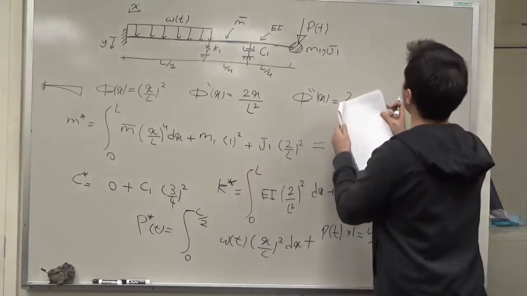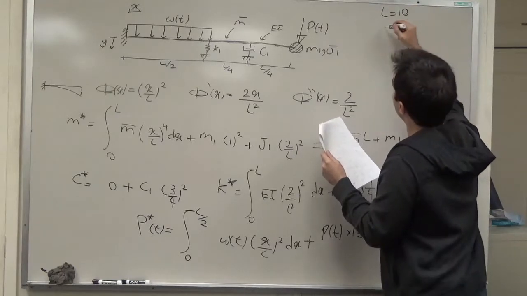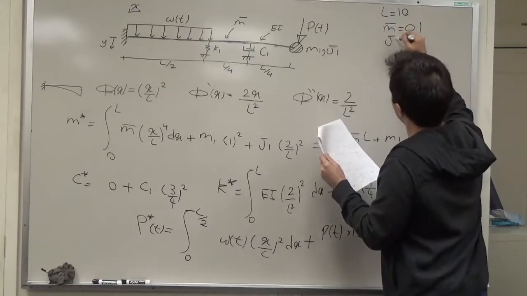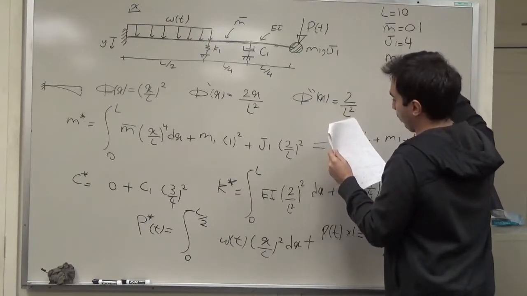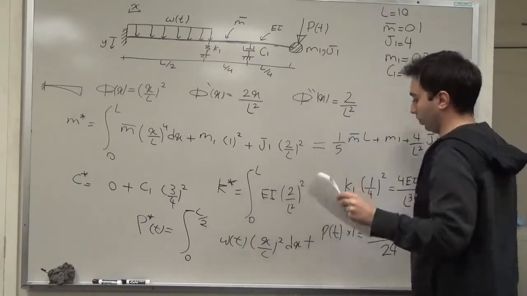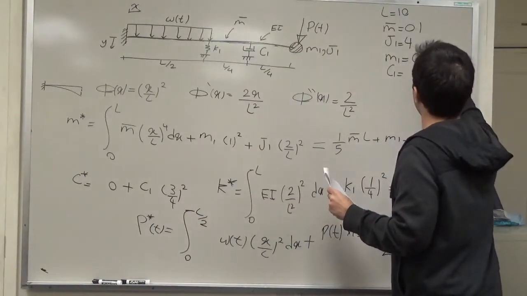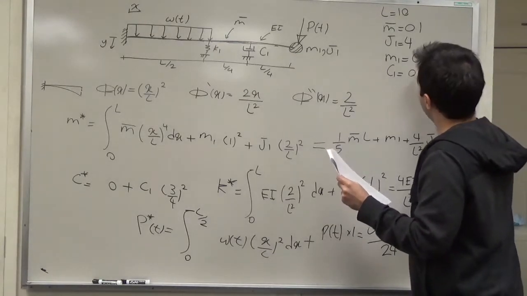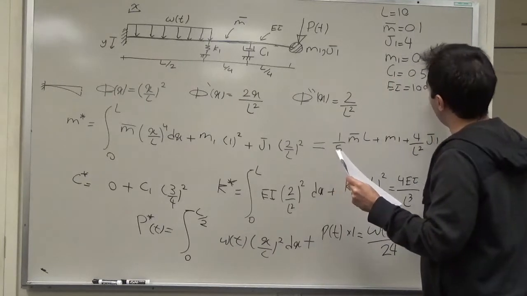It'll be easy. We made one error, I think, when we were putting the numbers, right? Yeah. So let's say L is 10, M bar is 0.1, J1 is 4, M1 is 0.2. It's hard to see the point in the 0.2. No, it's fine. C1 is 0.5. EI is 100,000.